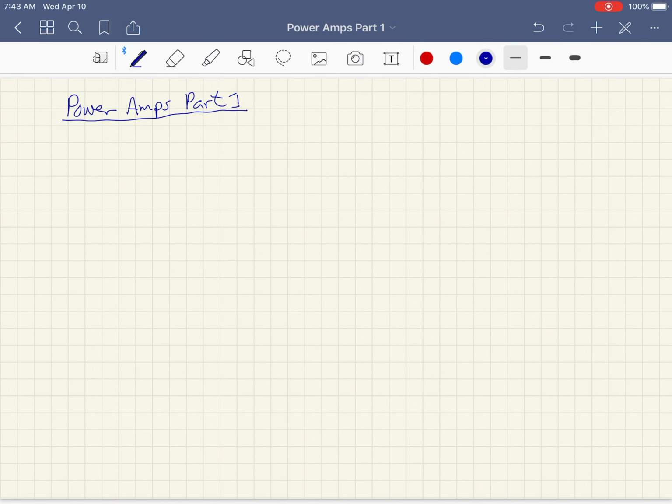All right, this is part one of power amplifiers. So what we want to do is we want to get some definitions down initially. So we're going to talk about different output stages and power amplifiers. I'll just abbreviate power amplifiers as amps.